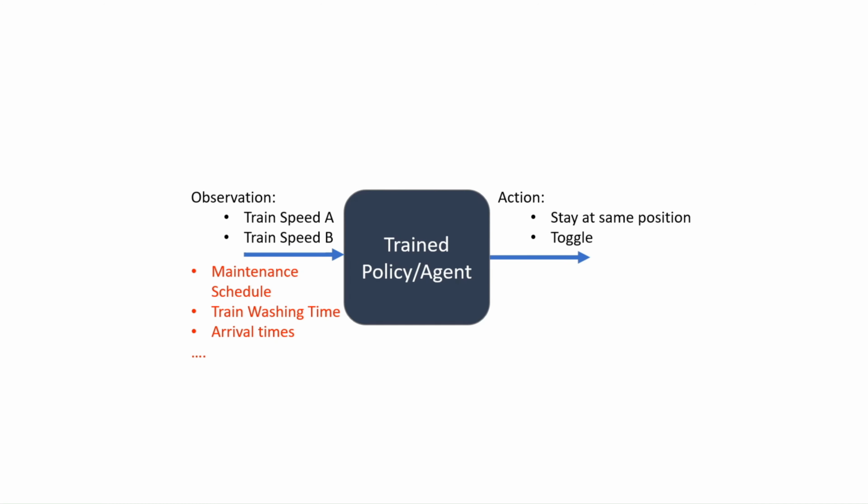Once you have trained an agent, you can deploy it to a microcontroller. From this diagram, we know that you just need to feed in the observation state to the agent and it will output an action.